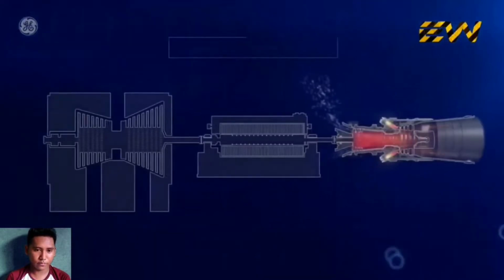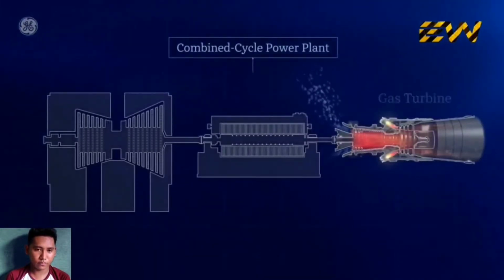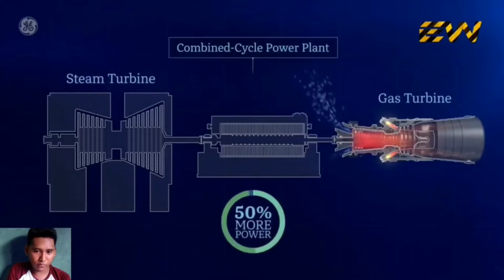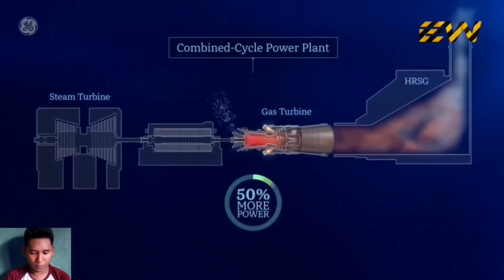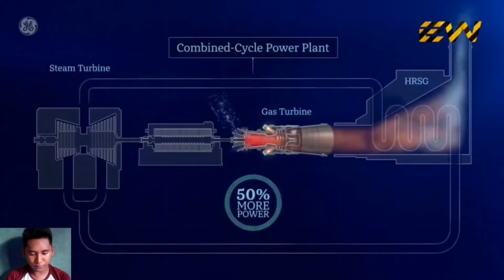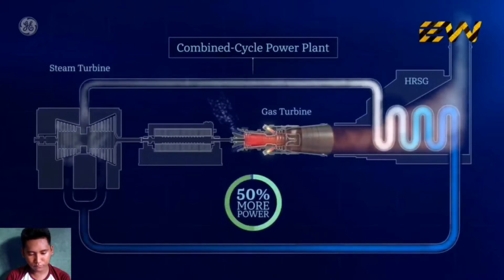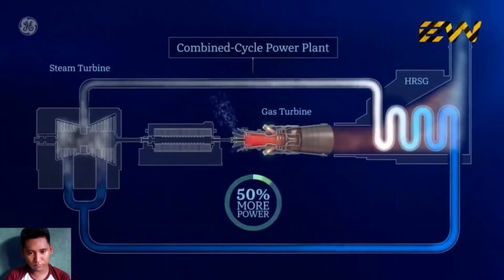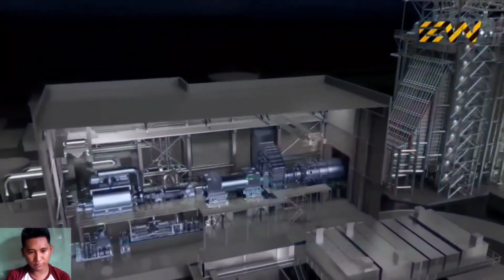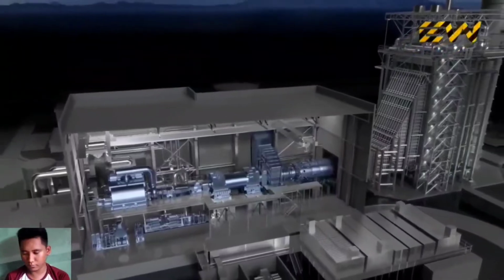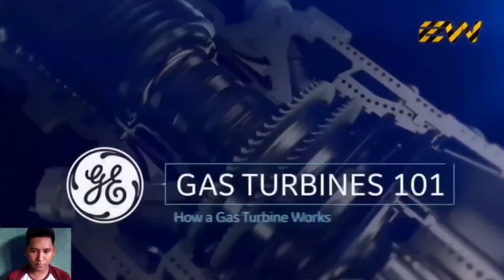In what's called a combined cycle power plant, the gas turbine can be used in combination with a steam turbine to generate 50% more power. The hot exhaust generated from the gas turbine is used to create steam in a boiler, which then spins the steam turbine blades with their own drive shaft that turns the generator. What you end up with is the most efficient system for converting fuel into energy. And that's your GE Gas Turbine 101.